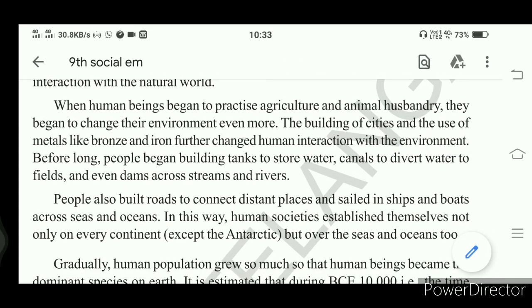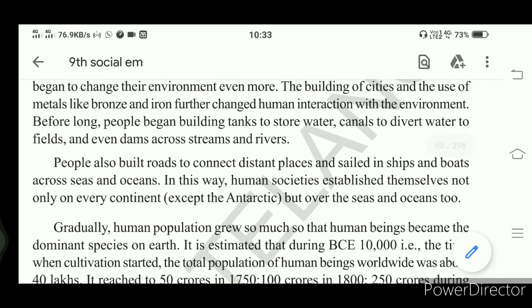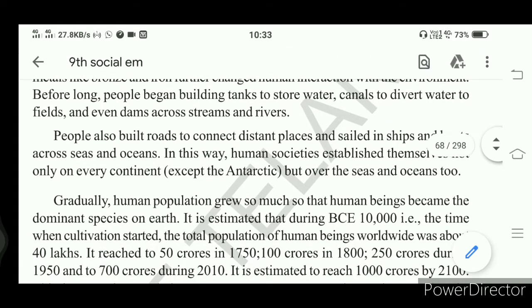We have started building roads which connected distant places. There is a good network of roads now, and we sail in ships and boats across the seas and oceans, and have well established communication and trade relations across the seas and oceans, except the Antarctic continent. And we see that there is a lot of change in human societies. If you take the story of human beings on a scale, it would be interesting.